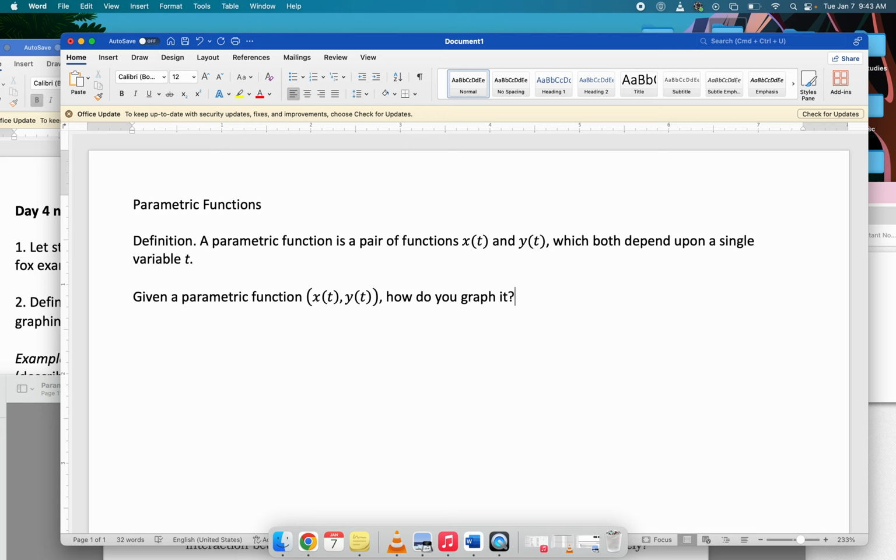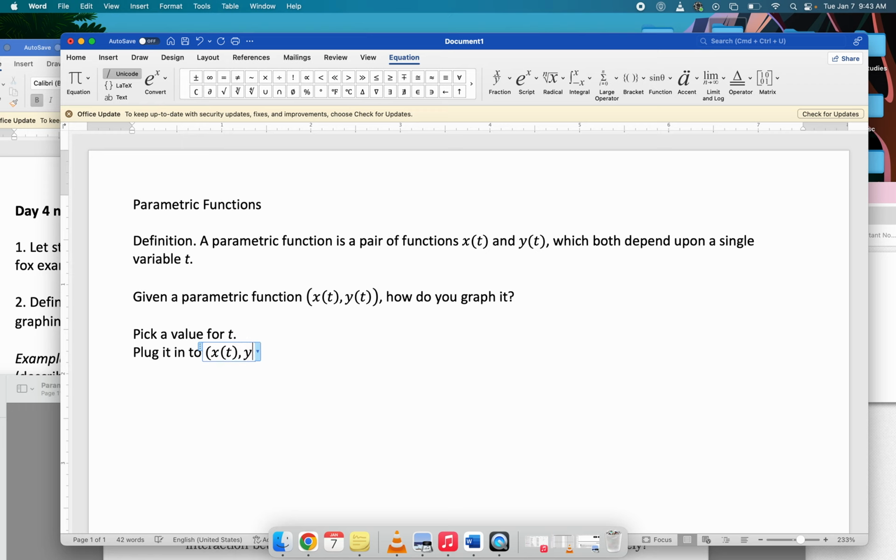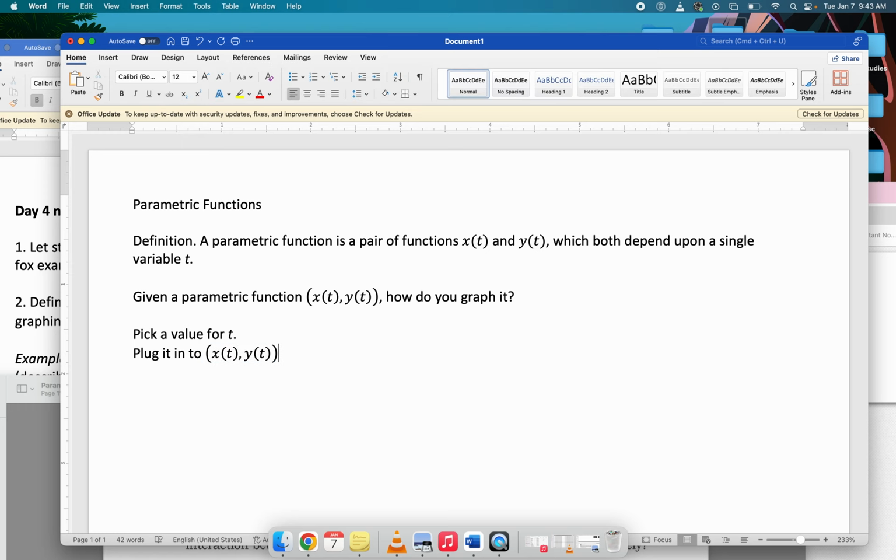But the most basic elementary way of graphing a parametric function is point plotting. You plug in values and then you plot points. So here's what you do. Pick a value for t, plug it in to your two functions, x of t and y of t, and then you plot the resulting point in the plane. And then you just repeat that again and again until you have a graph. That's what the parametric graph is, okay?